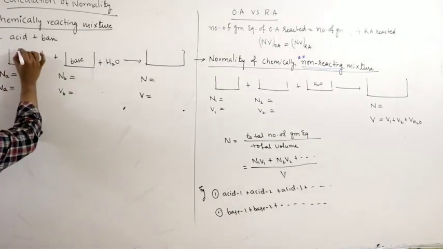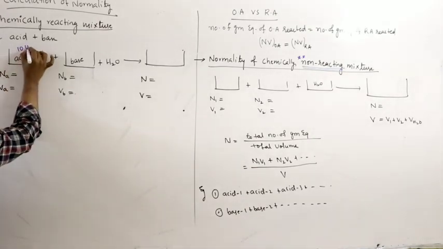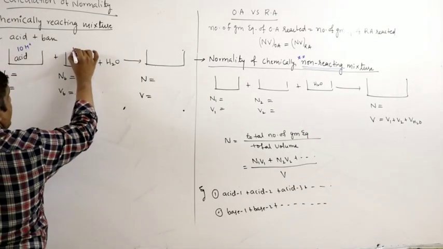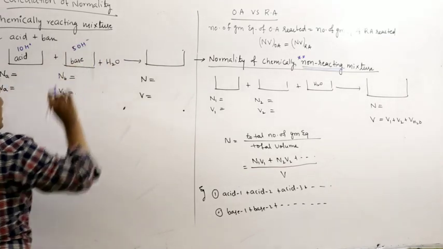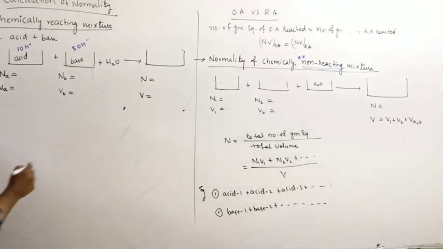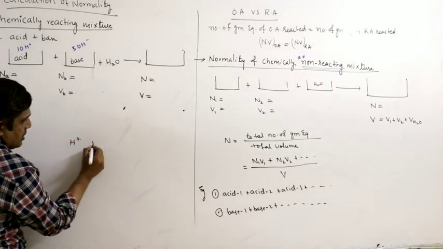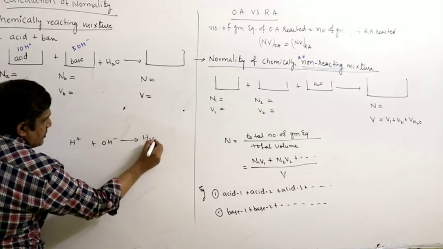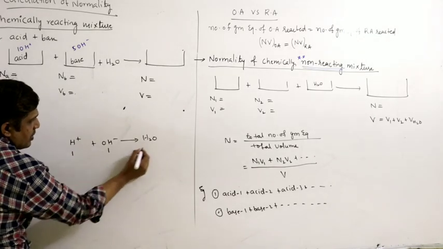Say there are 10 H plus ions, 10 equivalents of H plus ions. Right. Say there are 5 equivalents of OH minus ions. Let us assume. Then what happens? H plus plus OH minus gives water. So for 1 mole you require 1 mole, and you will get 1 mole.